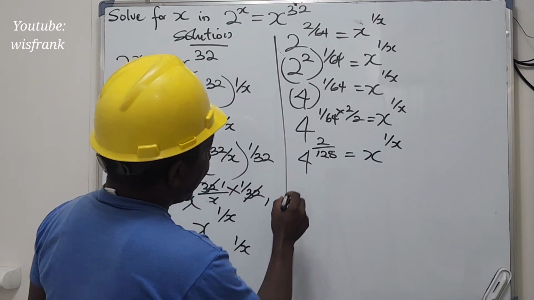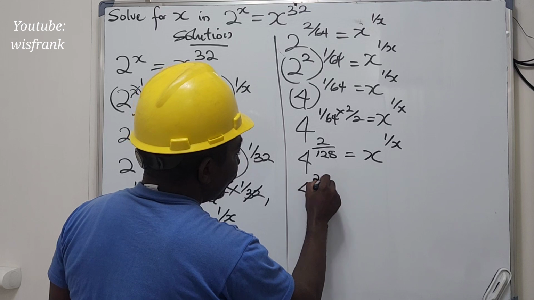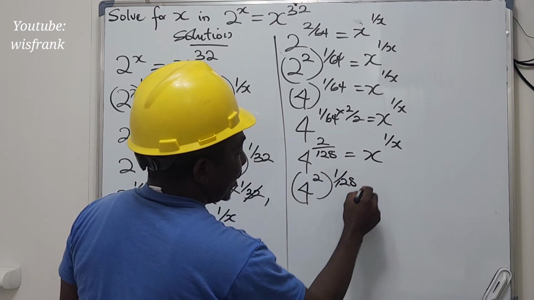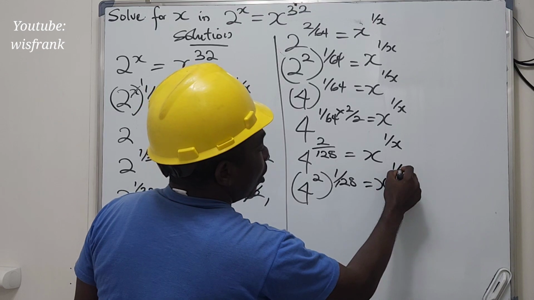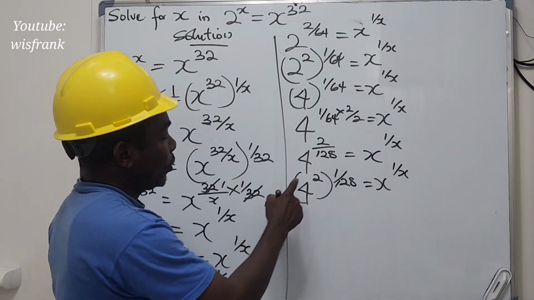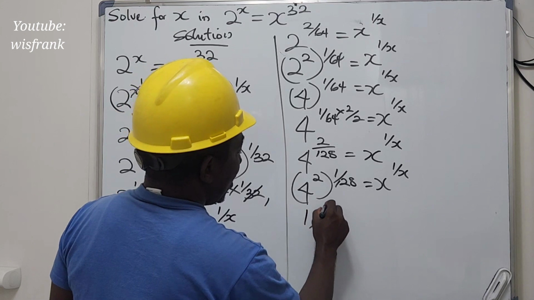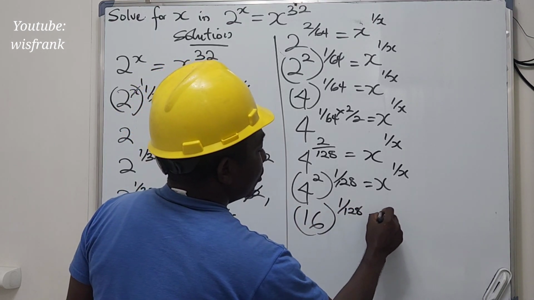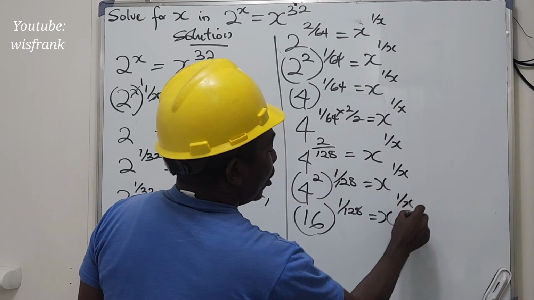So here we can write this as 4 to the power of 2, all to the power of 1 all over 128, equals x to the power of 1 all over x. 4 to the power of 2 is 16. So this can be written as 16 to the power of 1 all over 128 equals x to the power of 1 all over x.